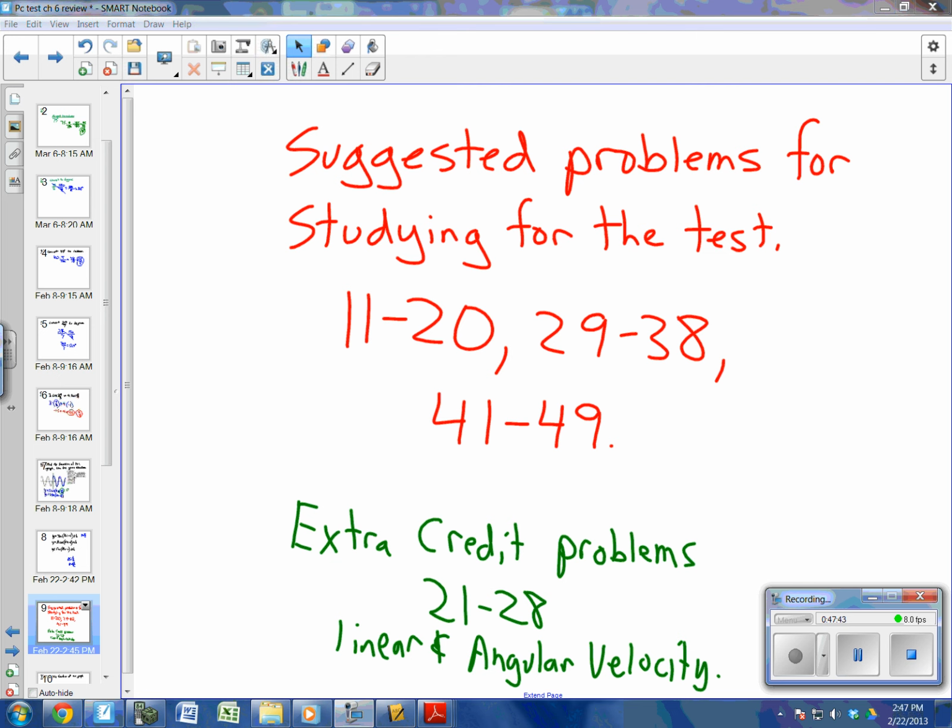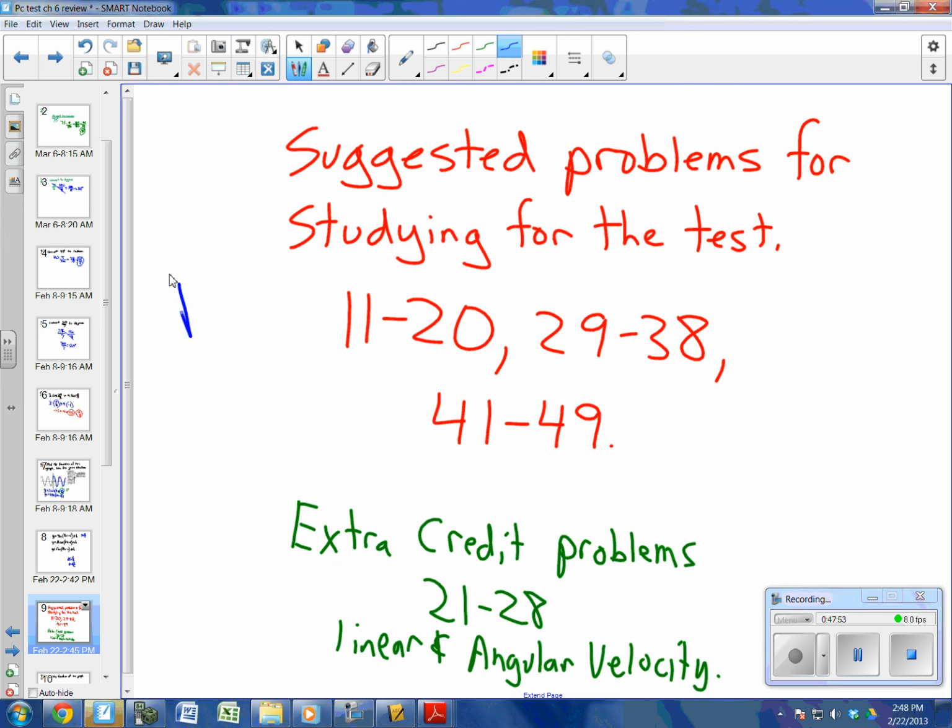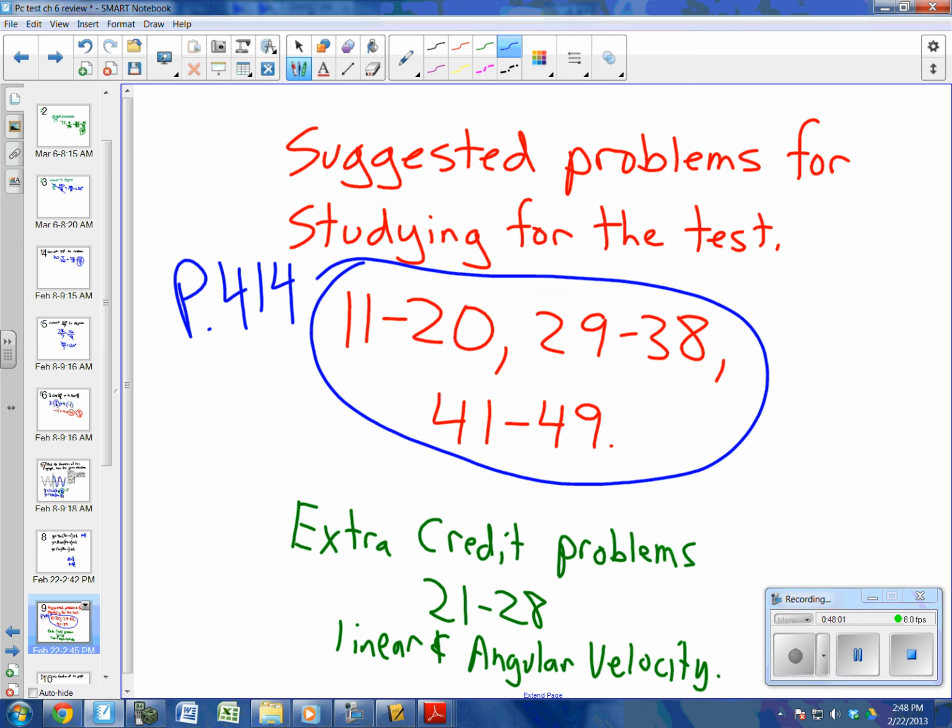Okay, for those of you who want extra stuff to study for the test, you'll want to go to page, I guess I should put the page number down, 414. And these problems on the test review, I suggest you do. Circled in blue. And you should know how to do all those also.